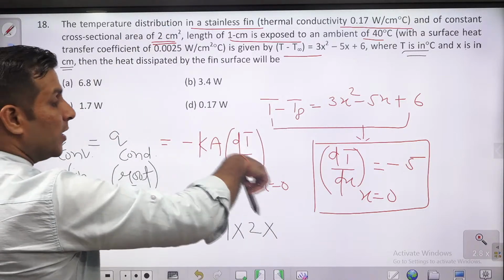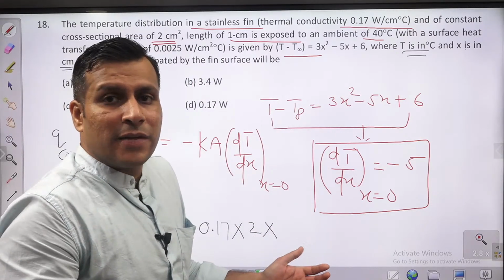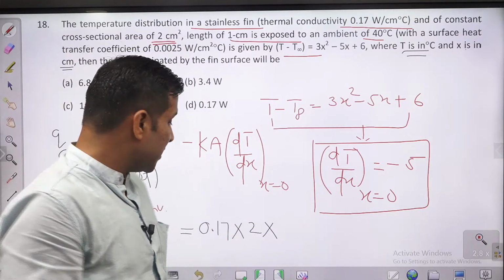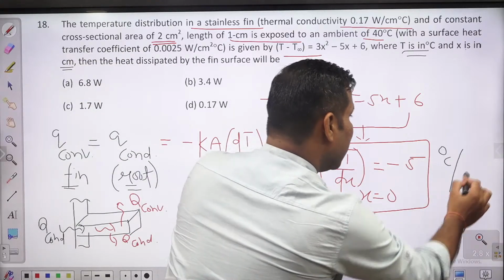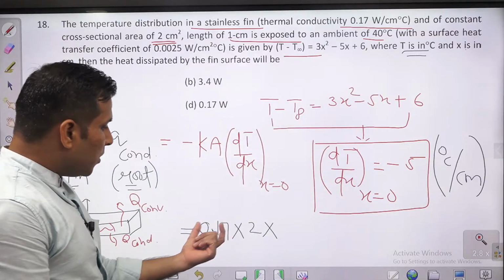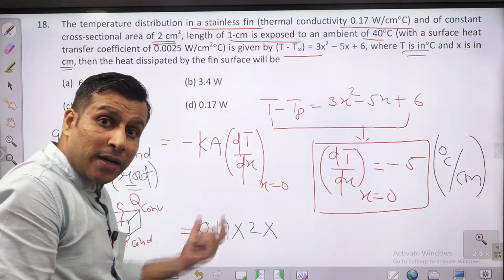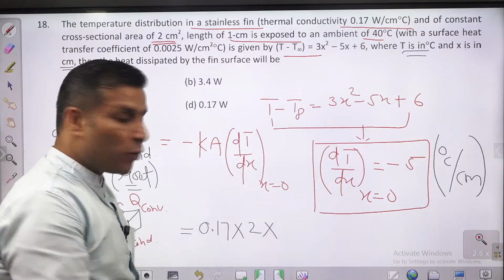This is also in what? Kelvin means Celsius, because the temperature difference will be the same whether you have it in Kelvin or degree Celsius. So Kelvin or degree Celsius per centimeter. Okay, so this is the temperature gradient. So this is also in watt per meter, centimeter. This is per centimeter, this is centimeter square. So the unit will be automatically balanced.